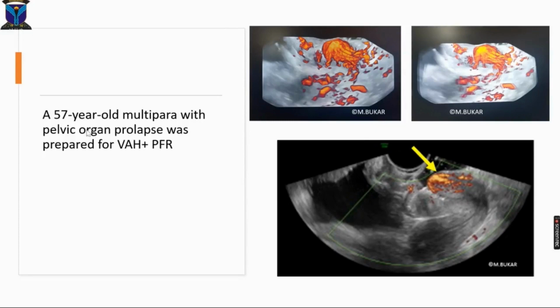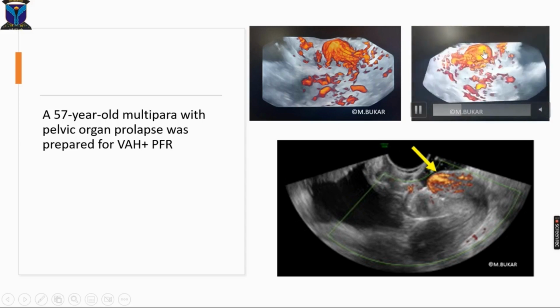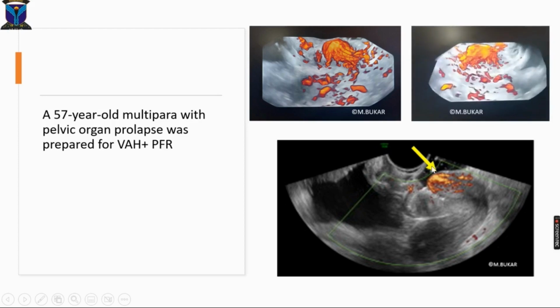This was a 57-year-old multipara who presented with pelvic organ prolapse. Note the vascular flow to the posterior lip of the cervix, and look at the still image. This vascular pattern in this patient is suspicious. Now let's look at the cine loop. You see that this vascular arrangement fits the description of malignant morphology, and therefore a biopsy is necessary.